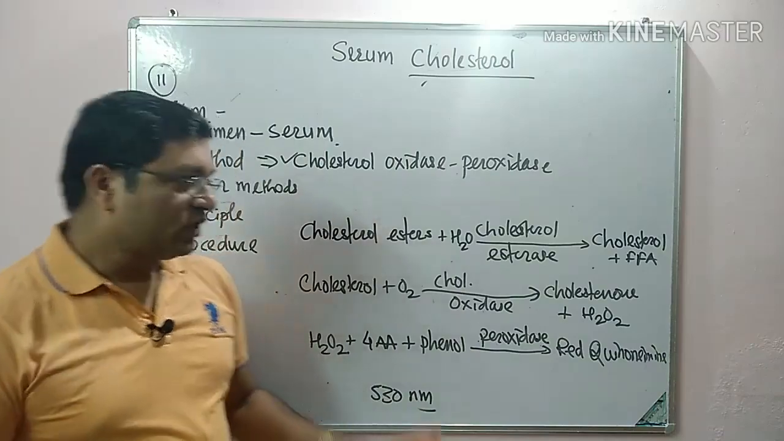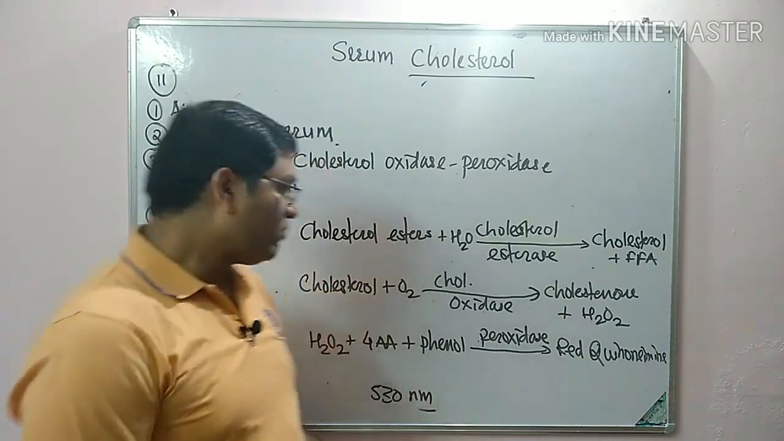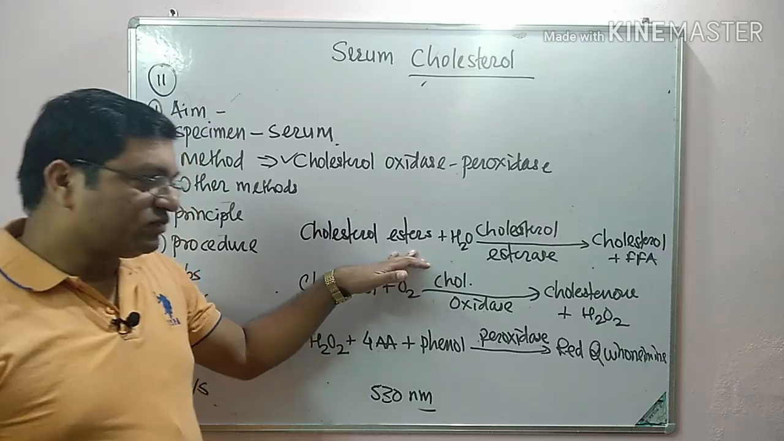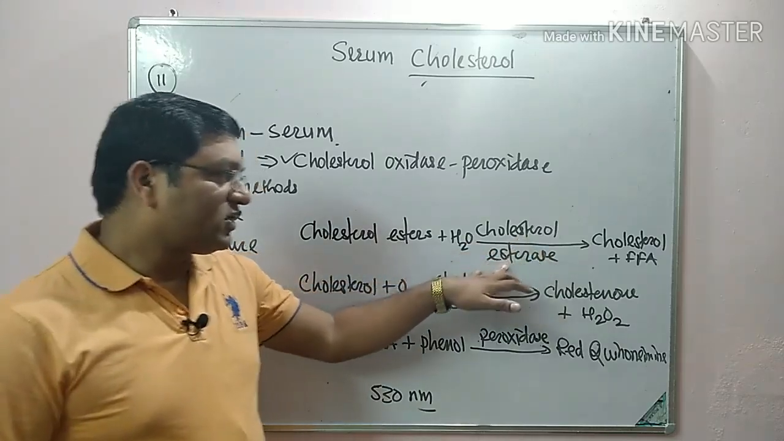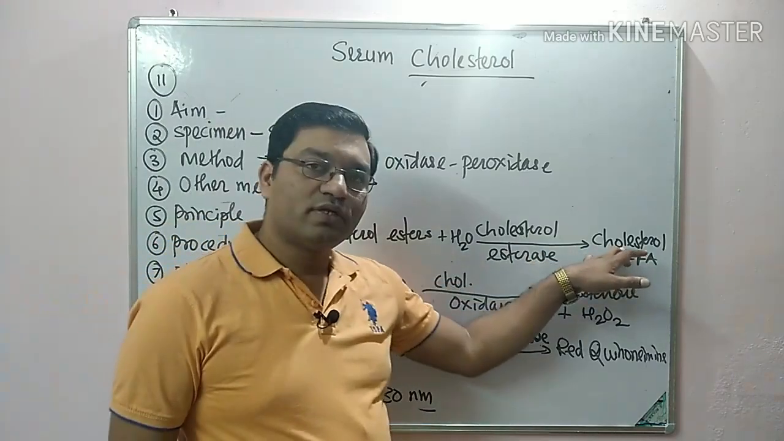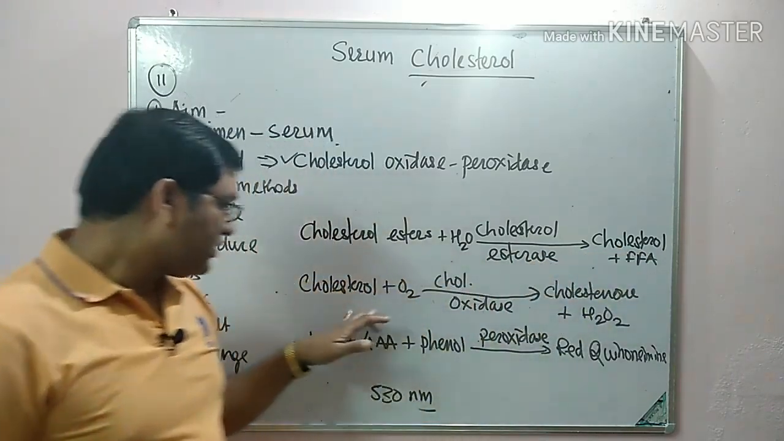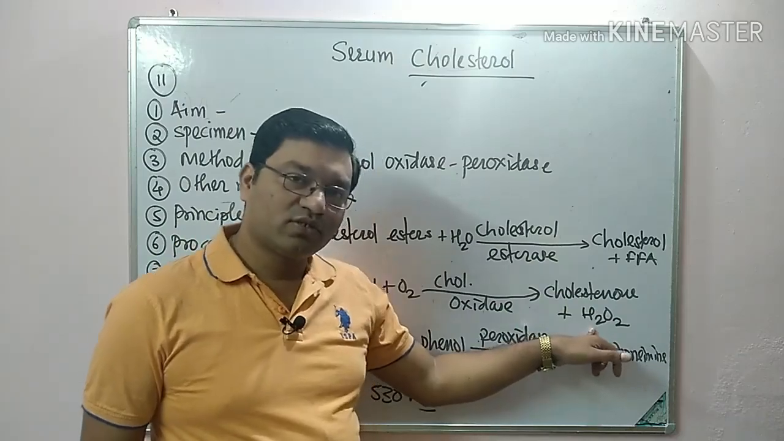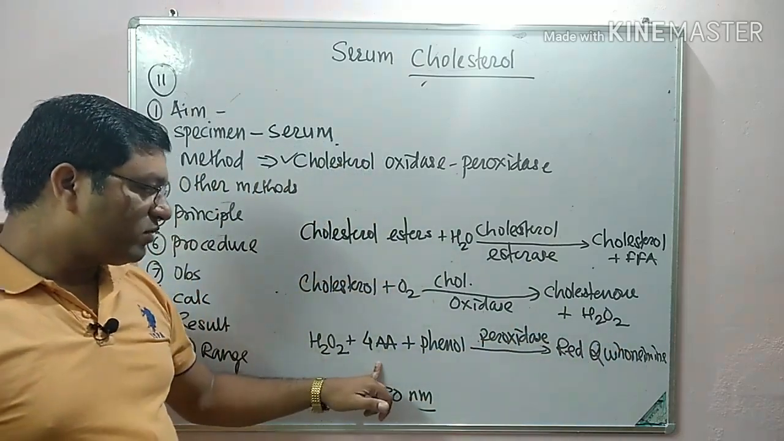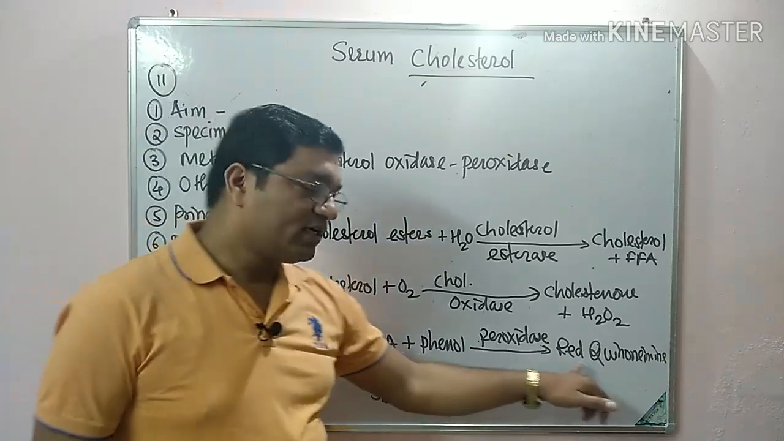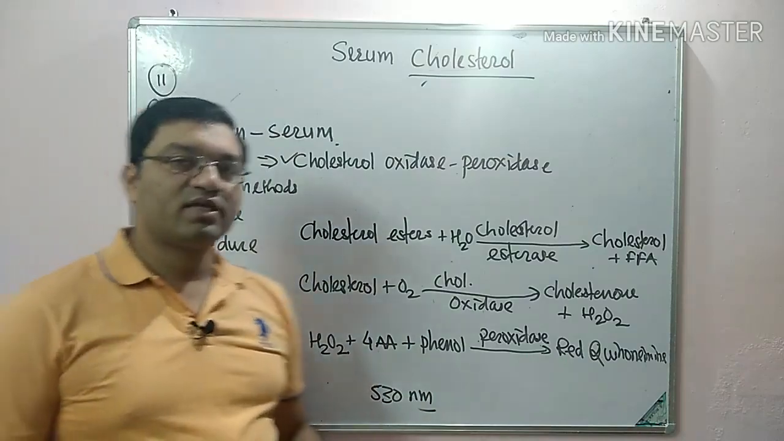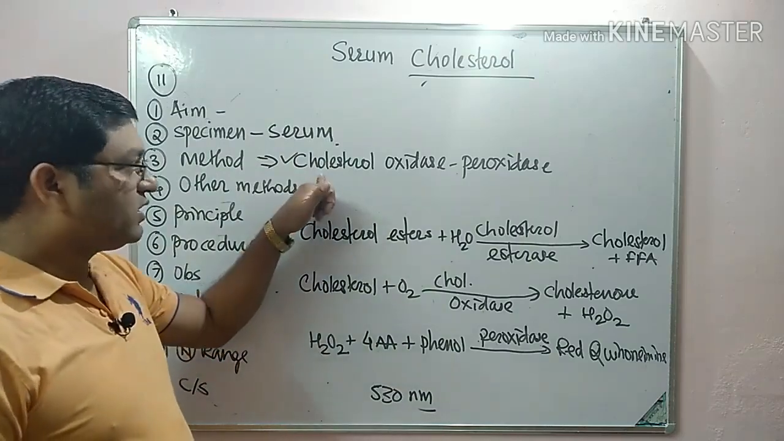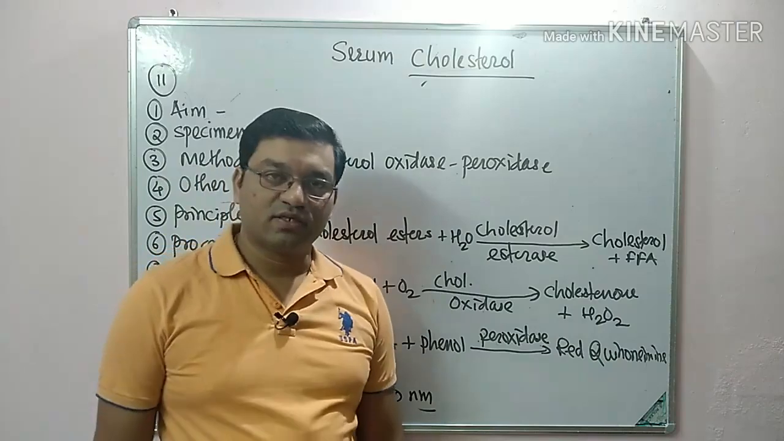Once again I repeat, cholesterol in blood is present in two forms, esterified and free form. Cholesterol esters, acted upon by cholesterol esterase, are converted into cholesterol and free fatty acid. Cholesterol, by cholesterol oxidase, is converted into cholestanol and hydrogen peroxide, which is acted upon by 4-amino antipyrine and phenol to give red colored quinonimine dye, which is read colorimetrically at the green filter. This is the principle of the cholesterol esterase oxidase peroxidase method.